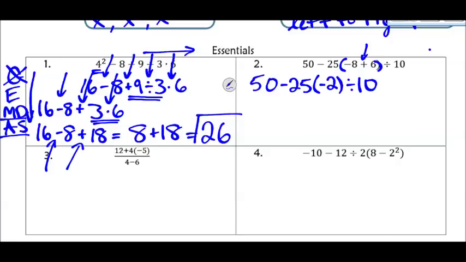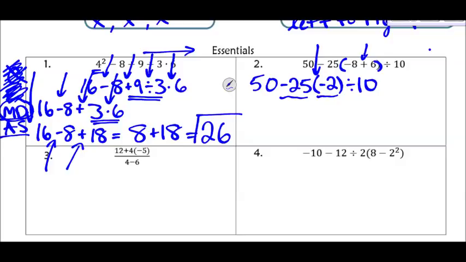So I still want to follow order of operations. Now I took care of my grouping symbol. I don't have any exponents. I have multiplication and division. My multiplication is first. I'm just reading that straight across, just like a sentence. That multiplication has to happen first. So I'm going to do -25 times a -2.